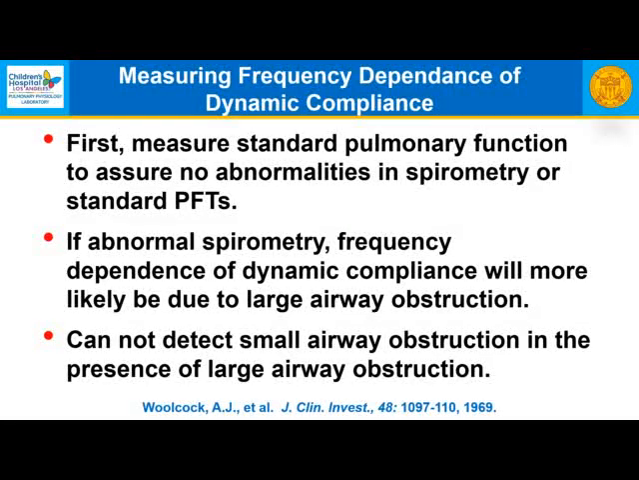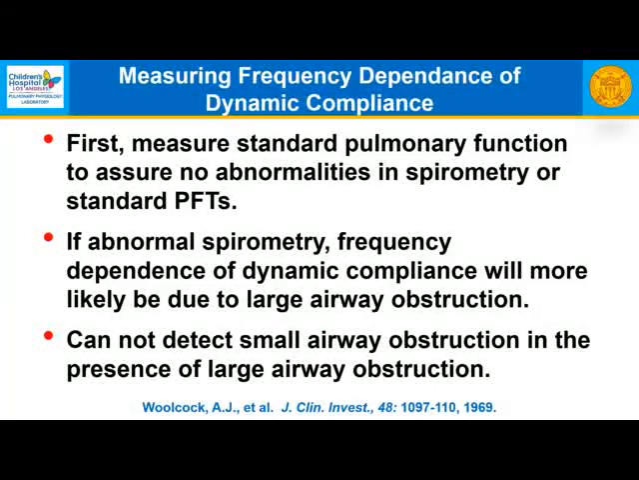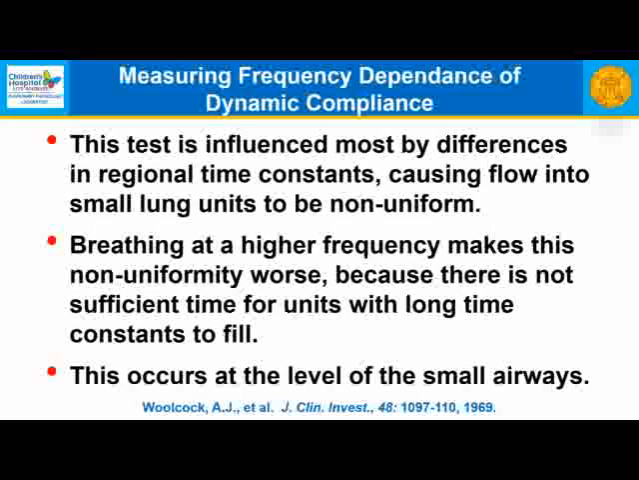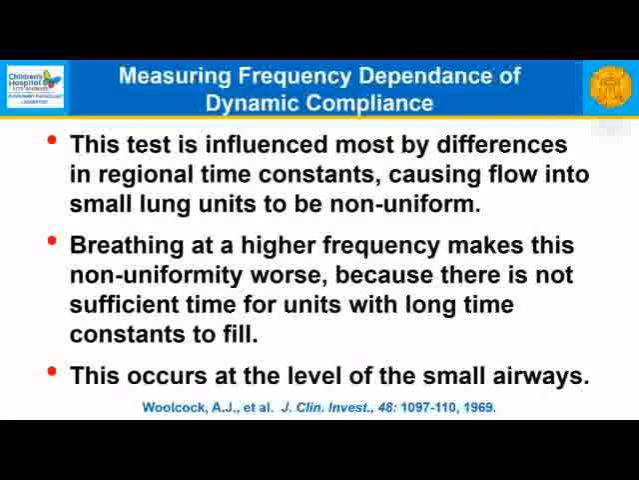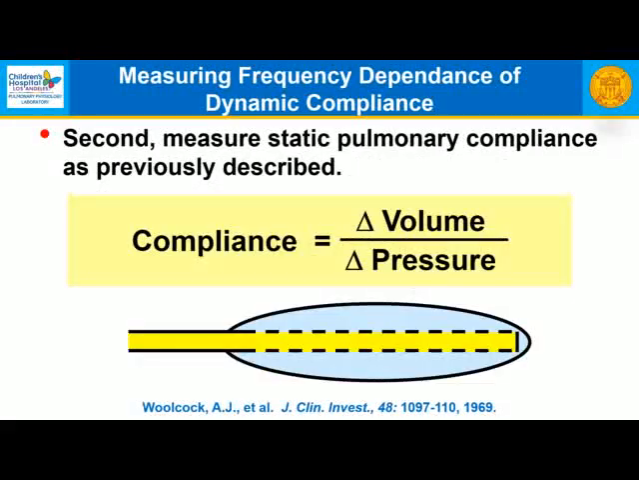If spirometry is abnormal, frequency dependence of dynamic compliance will more likely be due to large airway obstruction. And you cannot detect small airway obstruction in the presence of large airway obstruction. Again, this test is influenced most by differences in regional time constants, causing flow into small lung units to be non-uniform. Breathing at a higher frequency makes this non-uniformity worse because there's not sufficient time for units with long time constants to fill, and this occurs at the level of the small airways.